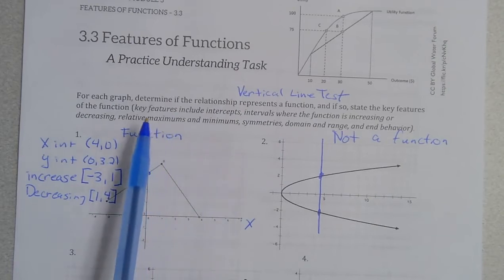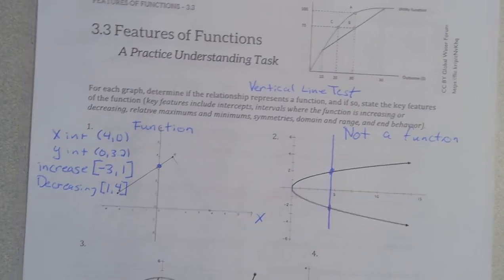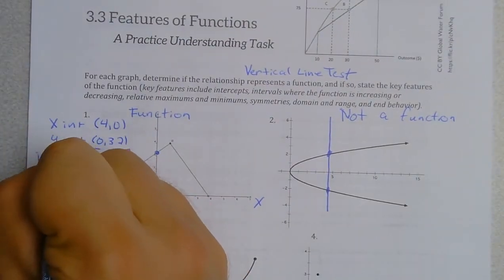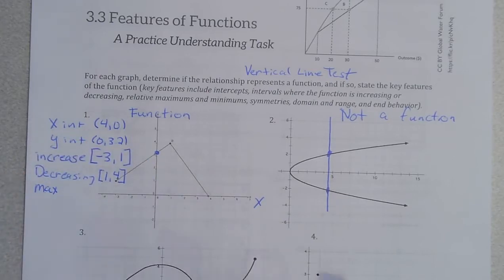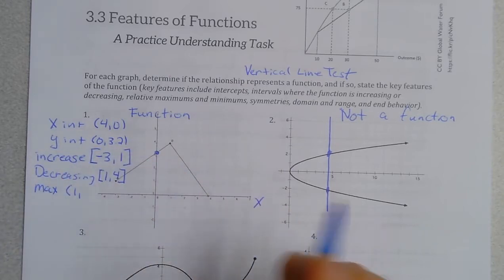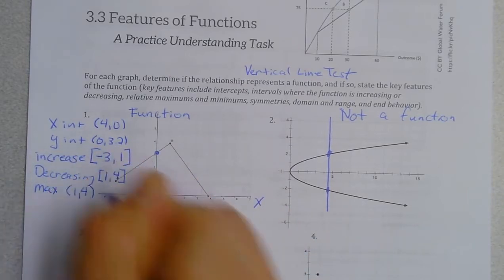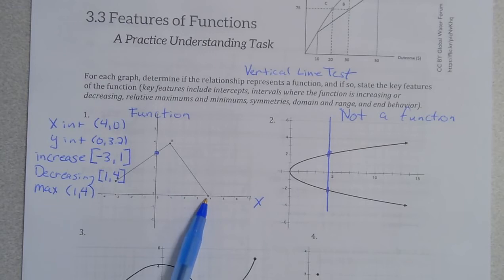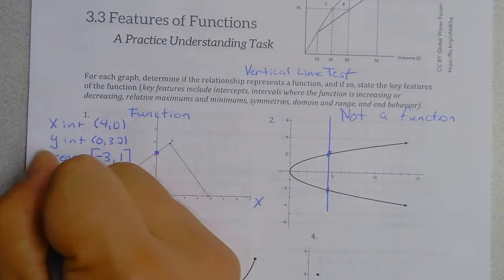And now we have to look for maximums and minimums. So I'm just going to put max for a maximum. I notice the maximum point is at x equals 1 and y equals 4. So I'm going to put 1, 4. And then our minimum point is right here when x is 4 and y is 0.